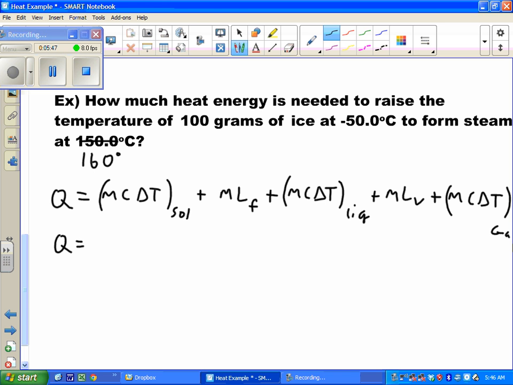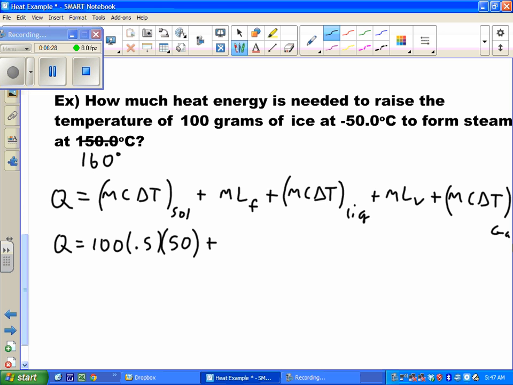So for our problem, this first term is heating up the ice. We have 100 grams of ice. We need the specific heat of ice, and that's one of those constants I just gave you. That was a half. And then we have the change of temperature of ice. Well, the ice melts at 0 degrees. So what's the temperature change of only the ice? We're going from negative 50 only to 0, because that's where the ice melts. So our ΔT is 50 degrees, because it's warming up from negative 50 to 0, and that's the end of the solid.